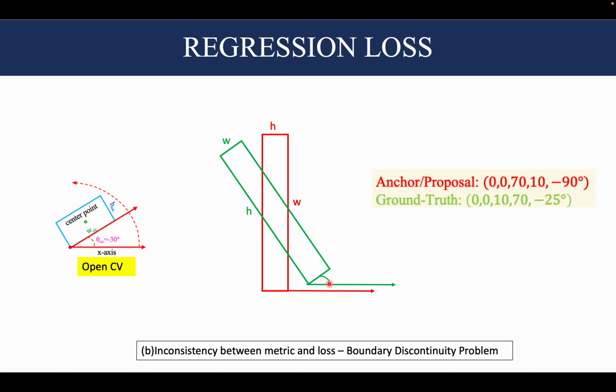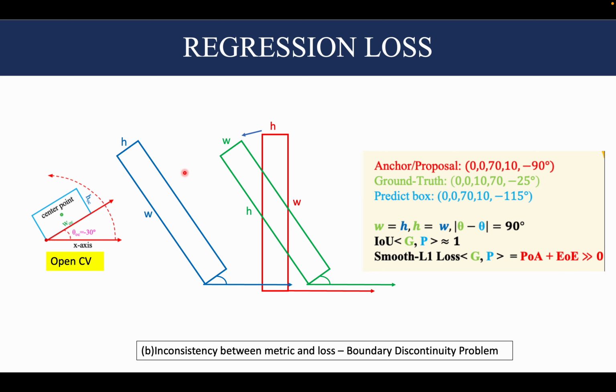So intuitively, if we were to consider the anchor to regress to the ground truth, our intuitive solution would be an anticlockwise rotation of the anchor. If this takes place, the anchor now becomes the prediction box given by the blue box. What we see when we compare the blue with the green box is that the width and the height have interchanged. And if we look at the angle, it went from minus 90, added another minus 25 to become minus 115 degrees. So the difference in angle is now 90 degrees.